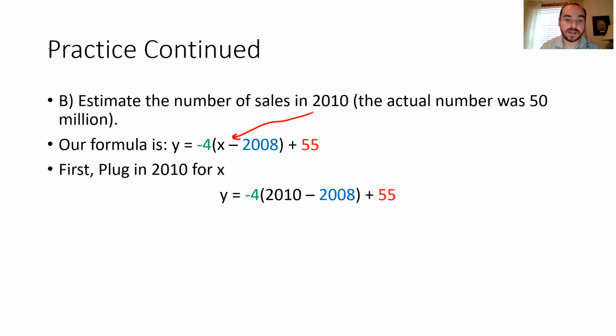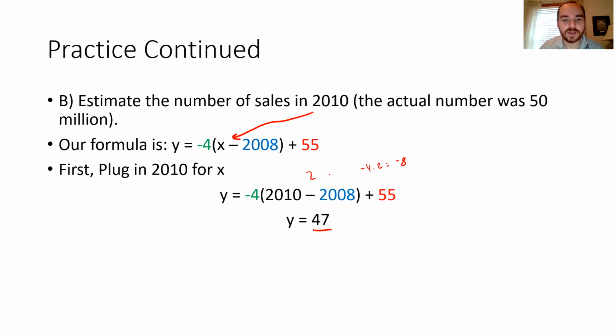That gives us -4 times 2010 minus 2008, which is 2. -4 times 2 equals -8. -8 plus 55 is 47. So we got that there were 47 million iPod sales, sorry, number of iPod sales.